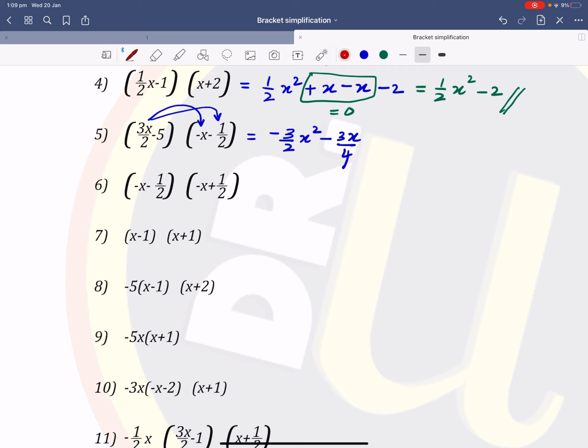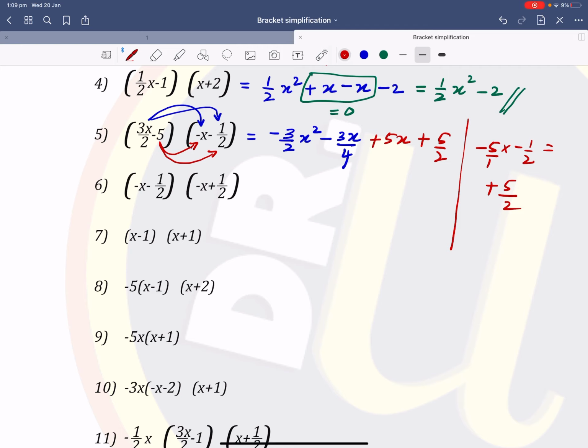Then the next one would be minus 5 with minus x, and it's going to be plus 5x, you know that. And minus 5 with minus half, it's going to be plus again 5 divided by 2. So how does that work? Minus 5 times minus half. Firstly, you have to understand that's a multiplication, so you direct multiply. Minus times minus is positive. 5 times 1 is 5. 1 times 2 is 2. So that's how you get the answer.